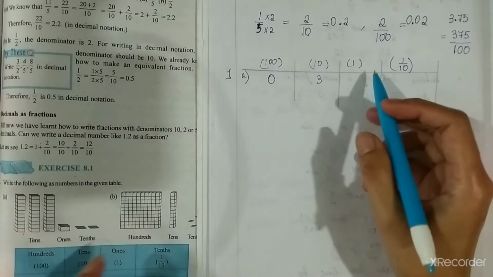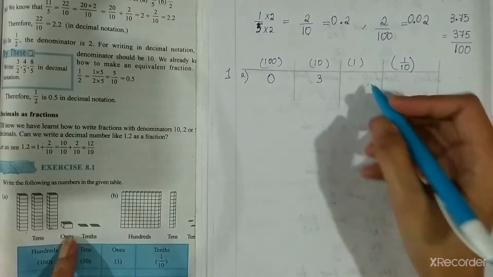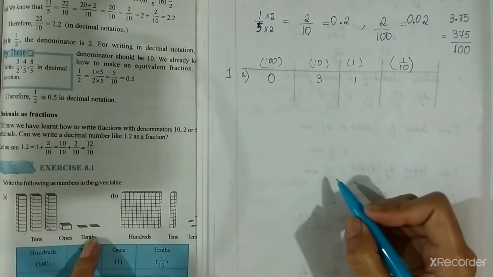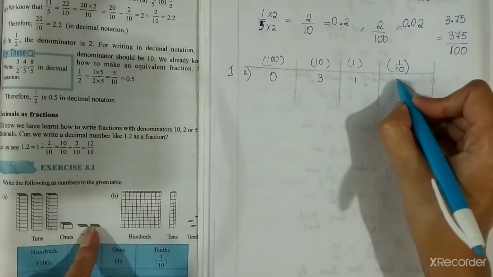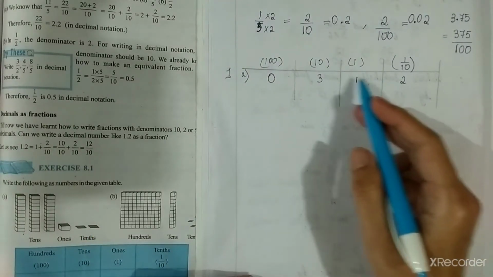And is there any ones? Yes, there is 1. Is there any tenths? Yes, there is 2 tenths. So 2. How will I write this?